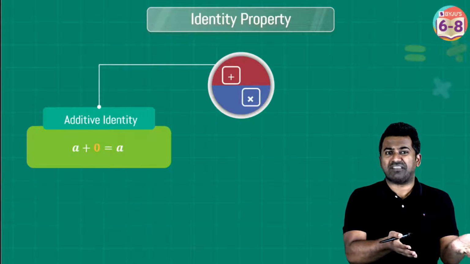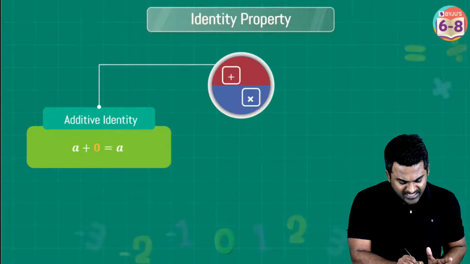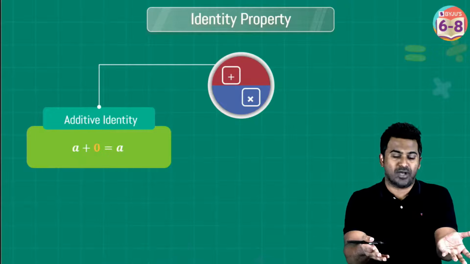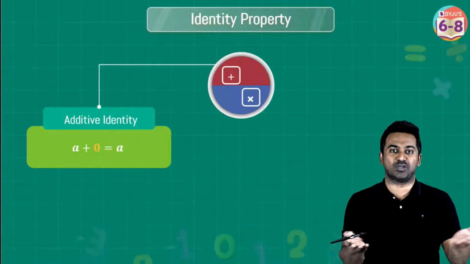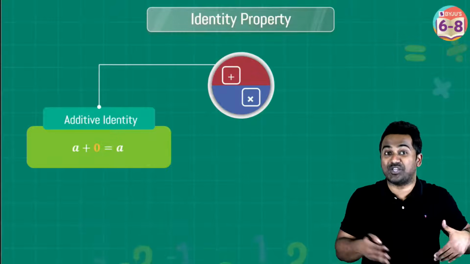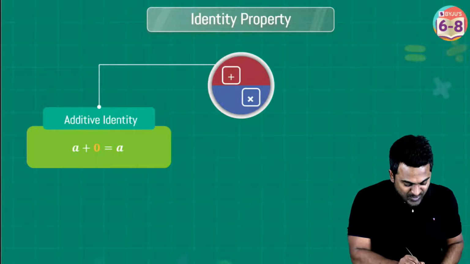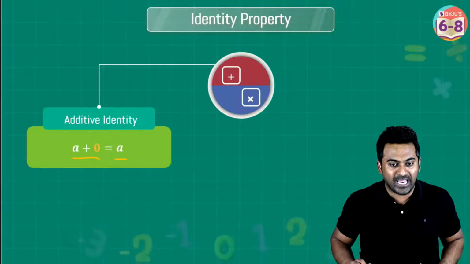Identity property. This was again a fairly simple one, right? Additive identity means what? When you add nothing to a number, the result is going to be the number itself, because what have you added? You've added nothing, right? 0 is indeed nothing, right? Cool. So A plus 0 is going to be equal to A.